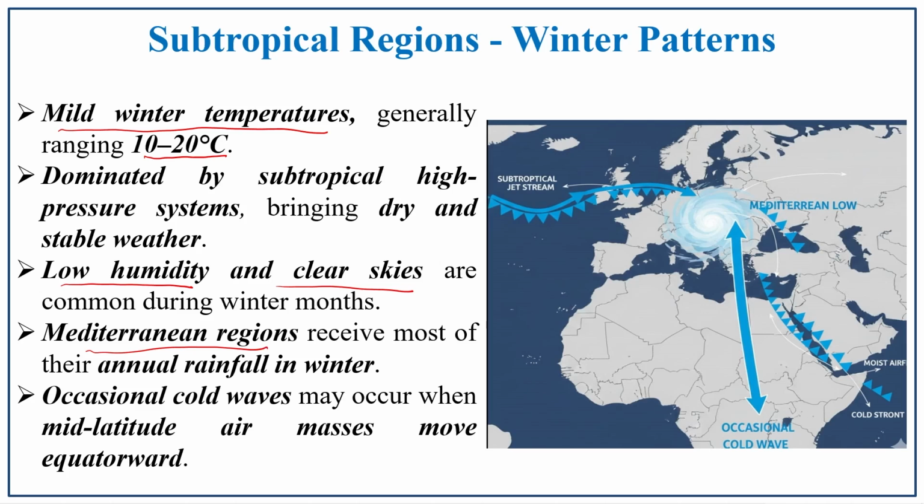The Mediterranean regions receive most of their annual rainfall in winter. Occasional cold waves may occur when mid-latitude air masses move towards the equator side. So, if the wind moves occasionally towards the equator side, there might be what? Occasional cold waves. And mostly in the Mediterranean region, there is winter rainfall.